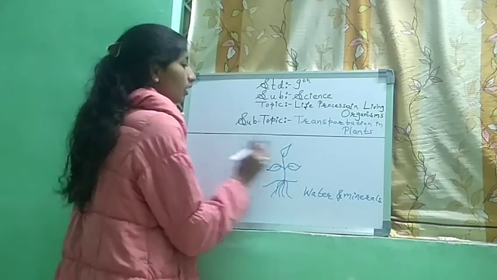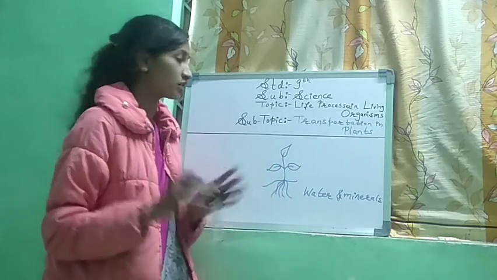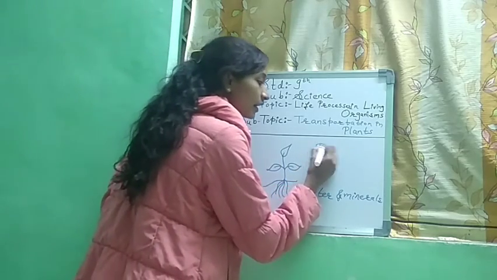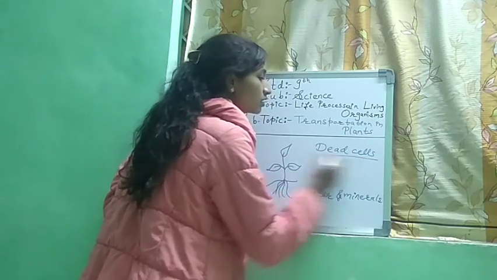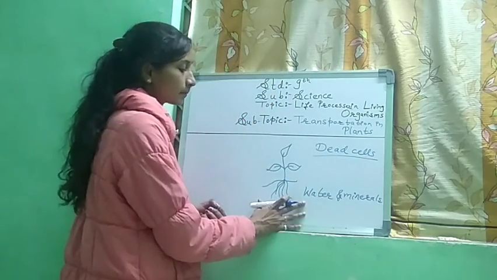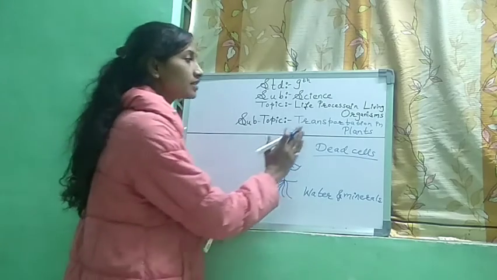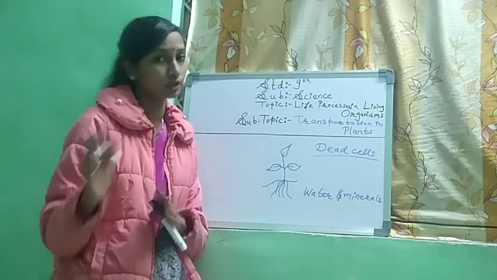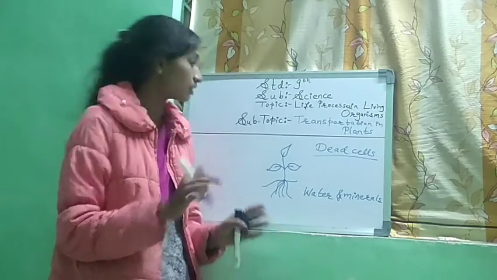But it is clear that animal cells require more energy as compared to plant cells. Plants contain some dead cells also. They require the least energy. Now what happens is this transportation takes place with the help of two tissues. Two types of transporting tissues are there inside plants.